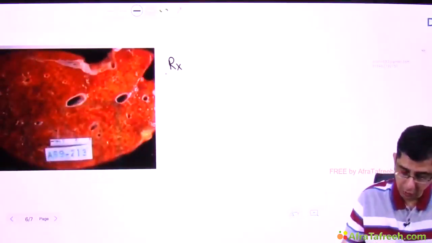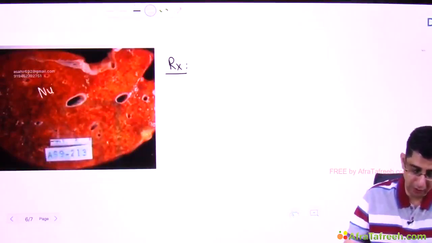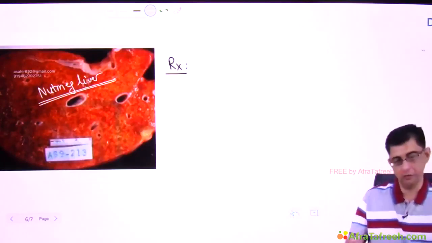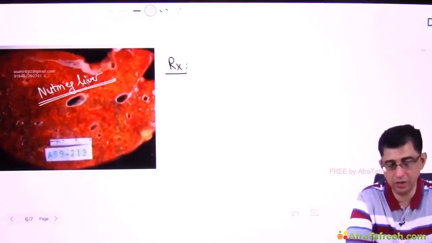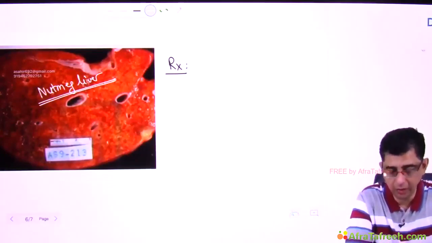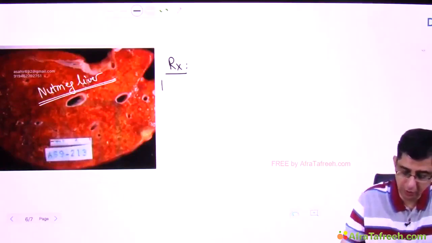This image shows nutmeg liver. I have shown this nutmeg liver to highlight the fact that if you fail to diagnose this condition, then the liver will obviously get destroyed, and if the patient is lucky, he'll end up with cirrhosis, and he'll end up with development of a nutmeg liver, and I don't want that to happen. So now let us study what is the treatment that is best suited for these patients.